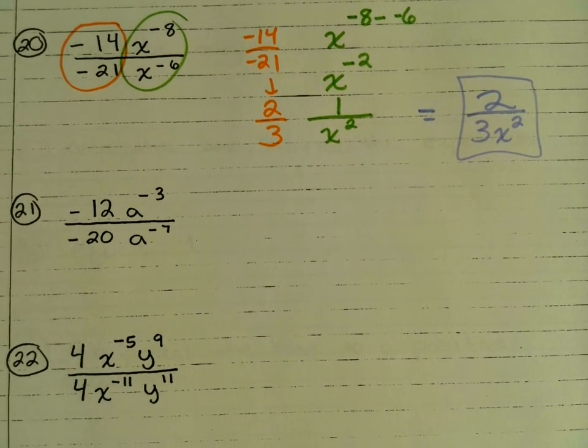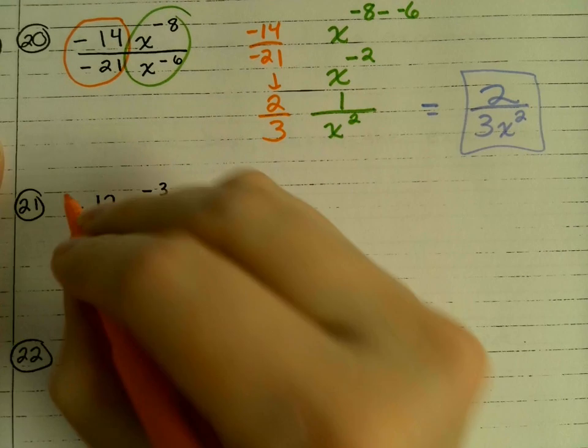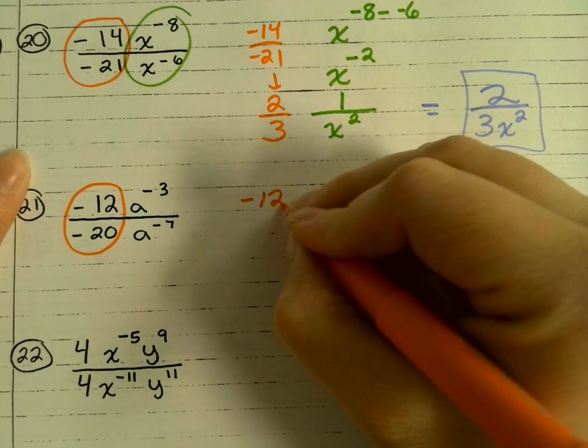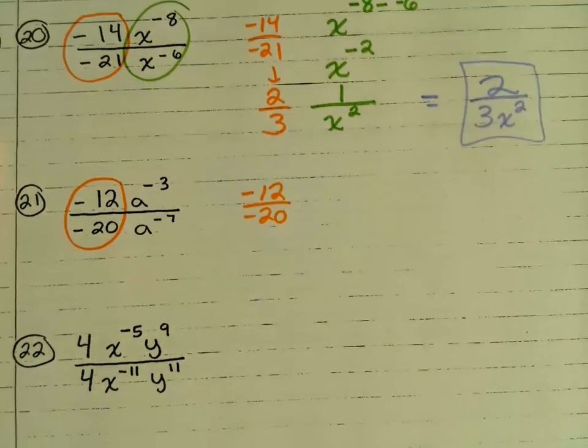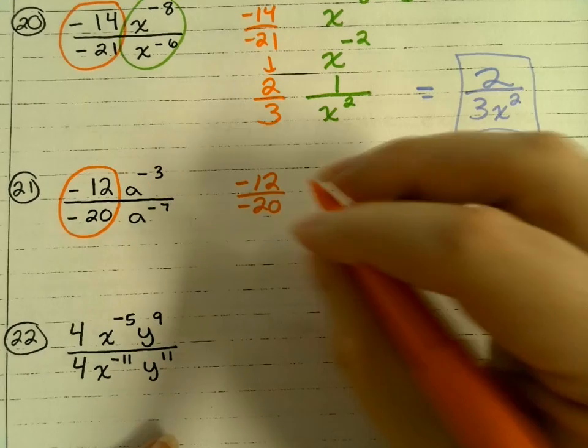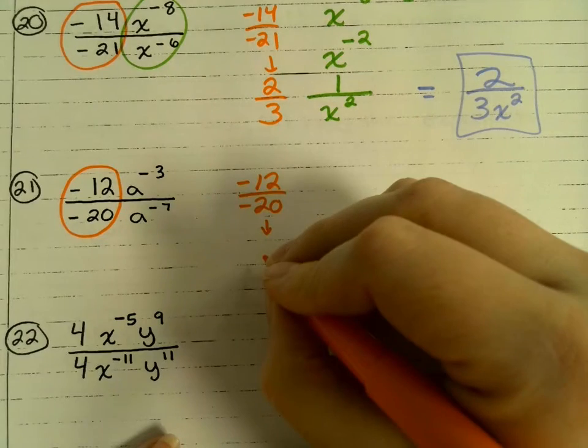For problem number 21, negative 12 over negative 20. Again, those double negatives are going to change to a positive. They both happen to be divisible by 4 as well. So when we simplify it, it becomes 3/5.